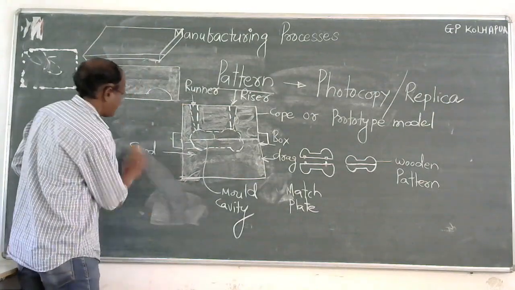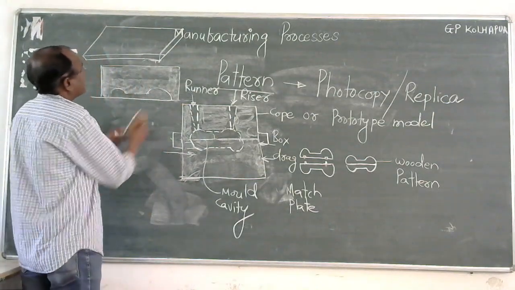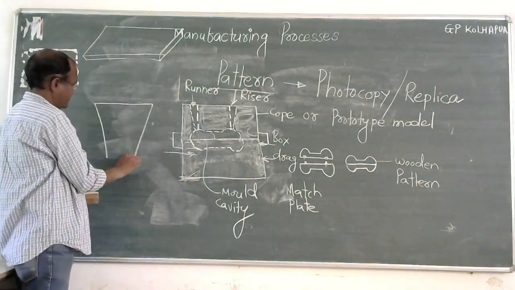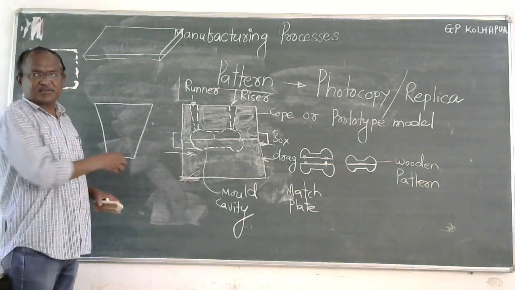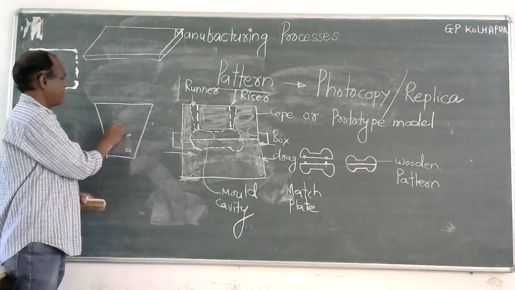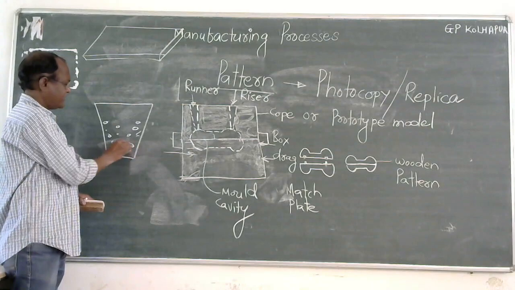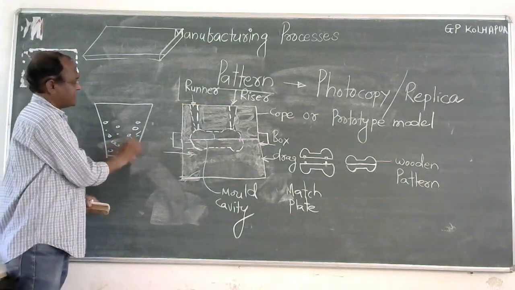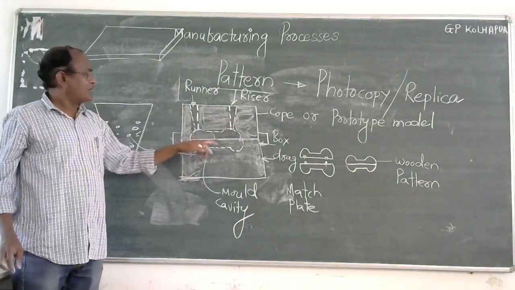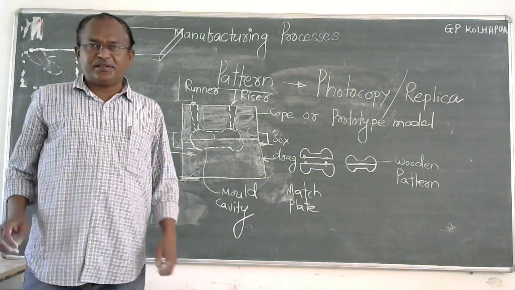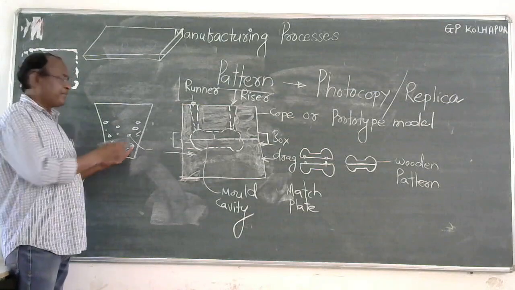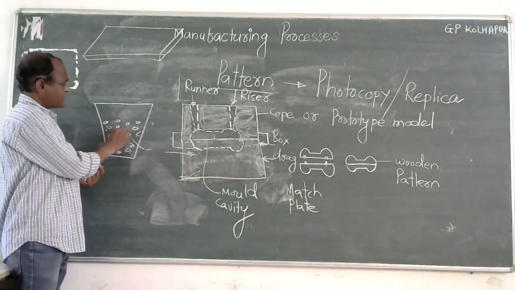Now take the crucible. The crucible is manufactured from ceramic material. It is just like a cup. In this cup, take the pieces of cast iron. The volume of cast iron required depends on the calculation: how much is the volume of this cavity? According to that, the weight of the cast iron is decided.